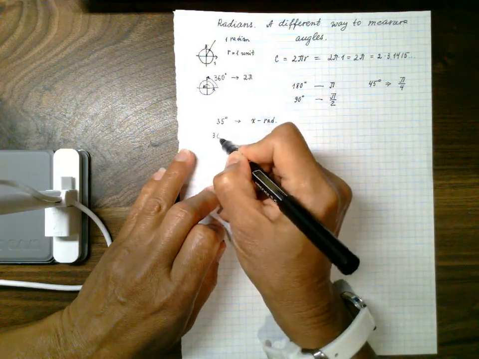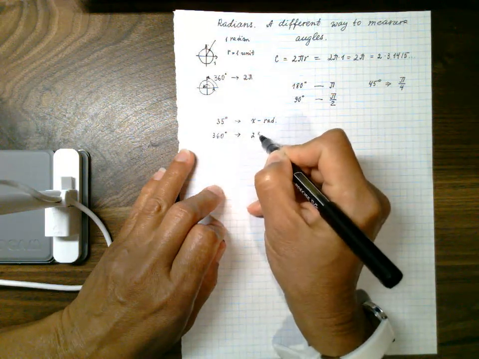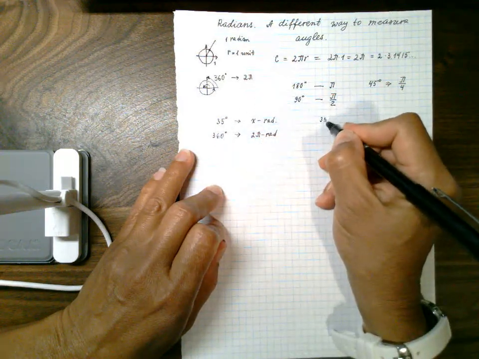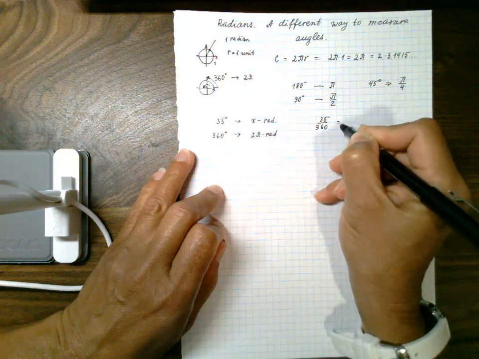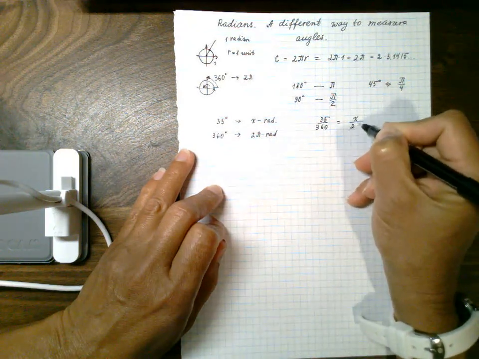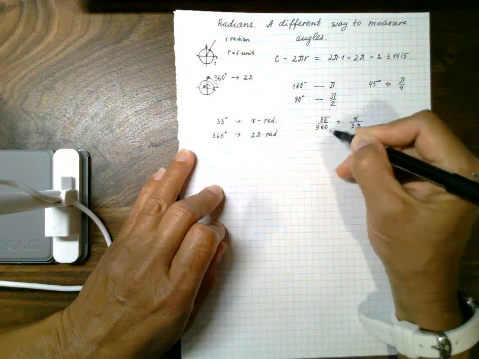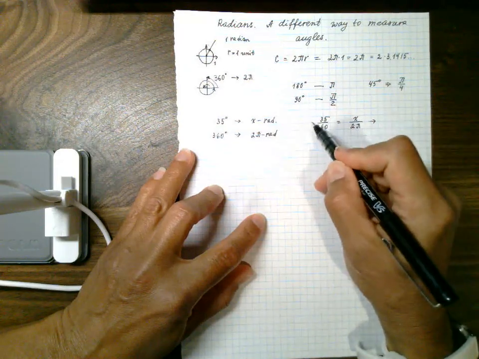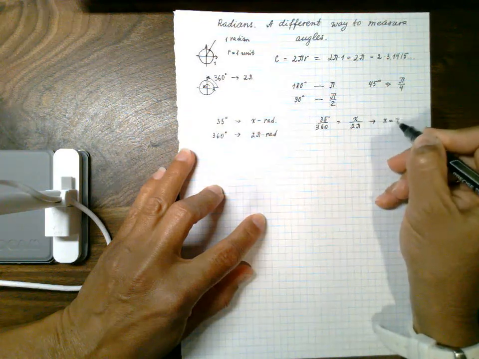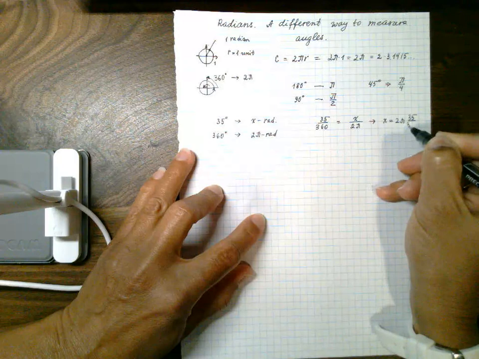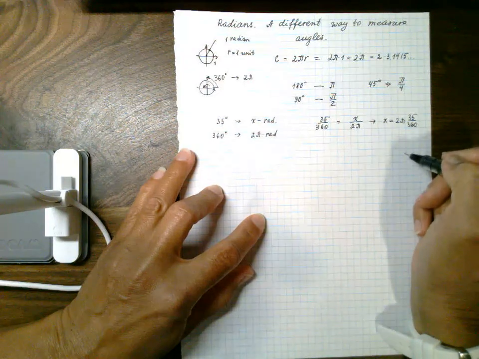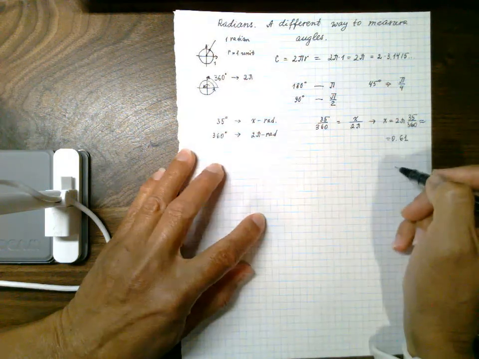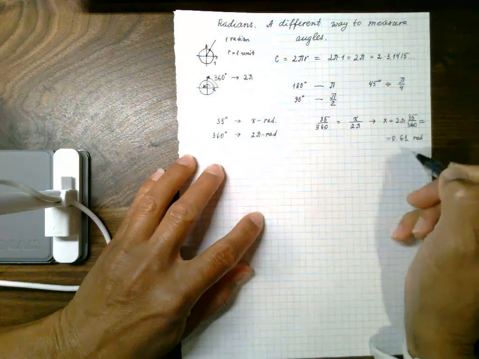We do know that 360 degrees are making 2 pi radians, right? Now we can make a proportion that 35 is related to 360 the same way as x is related to 2 pi, right? Because this is measuring this angle and this is measuring this angle. From this proportion, multiplying both sides by 2 pi, we're going to get that x equals 2 pi times 35 over 360, which is approximately 0.61. In radians, everything is much smaller than in degrees, right?